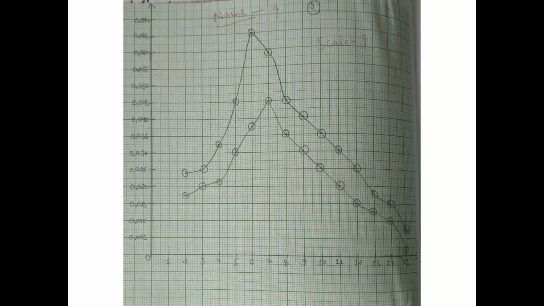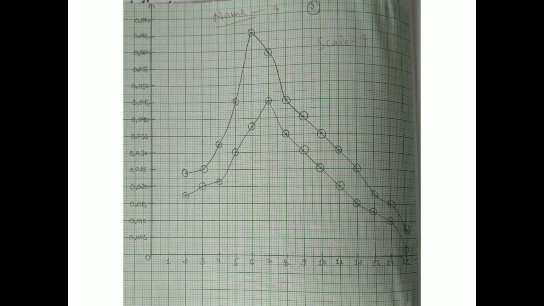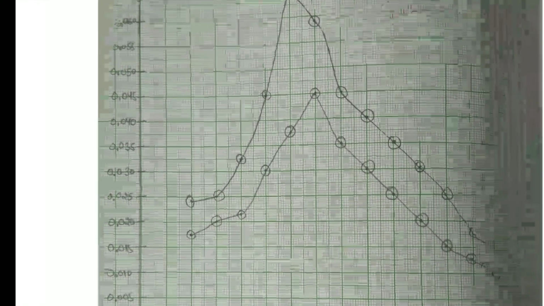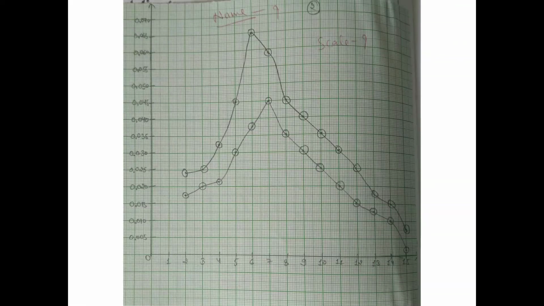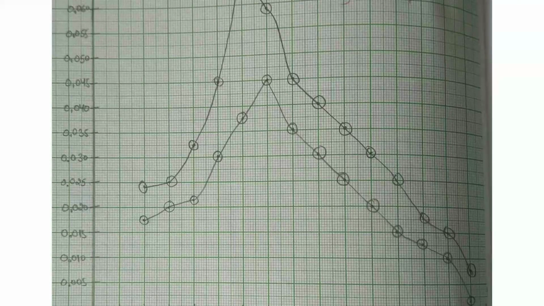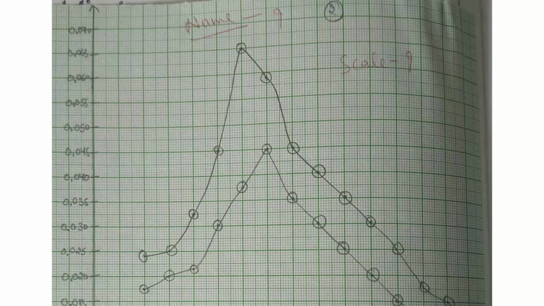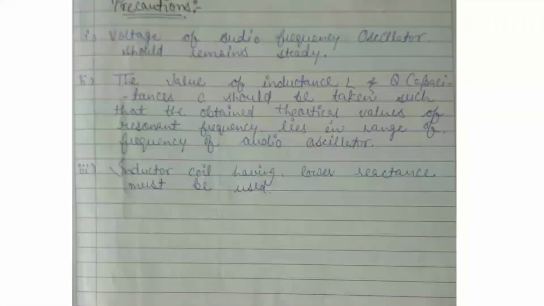This is the graph. On the x-axis we have taken frequency, on the y-axis we have taken current. Okay, these two graphs are obtained here. Now this is the result. You can write the result.